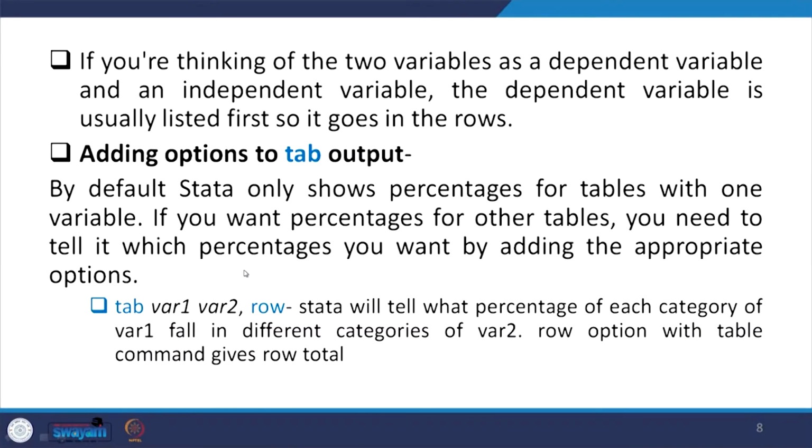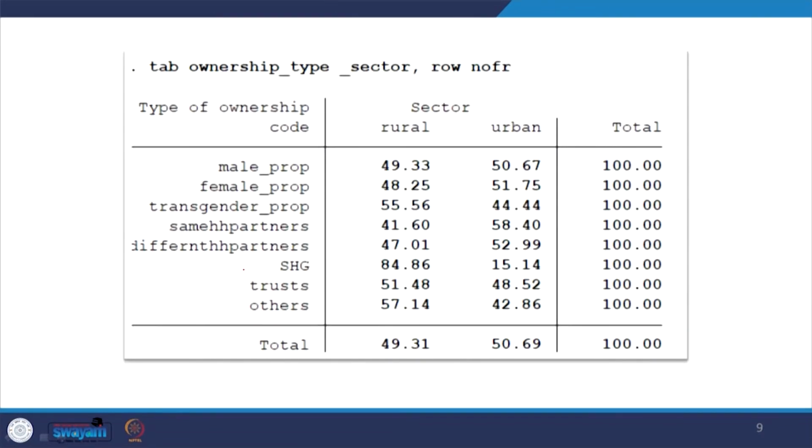I am going to clarify further. Now, by default Stata only shows percentages of tables with one variable, as I already told you. So, we already operated row-wise percentages. So, Stata will tell what percentage of each category of variable 1 falls in different categories of variable 2. So, the row option with the table command gives row total, we have already discussed.